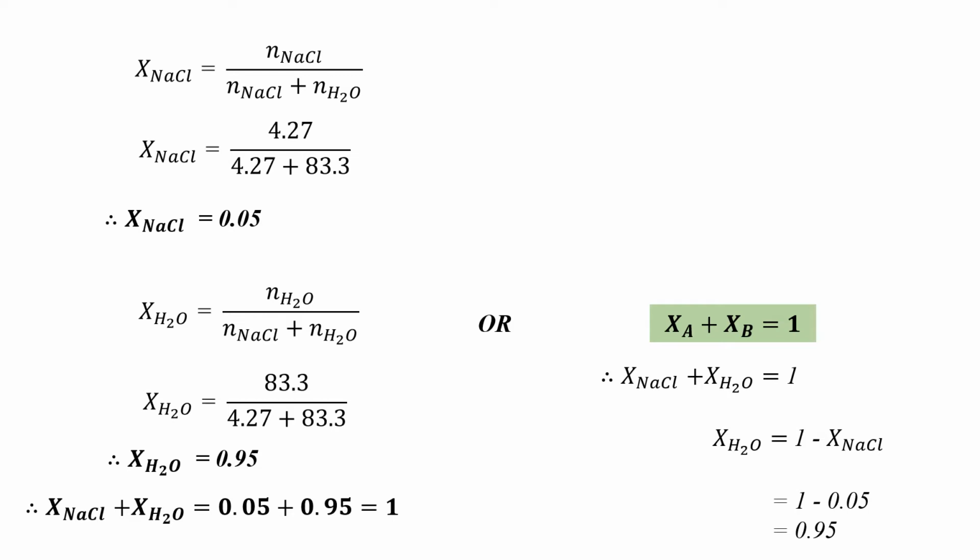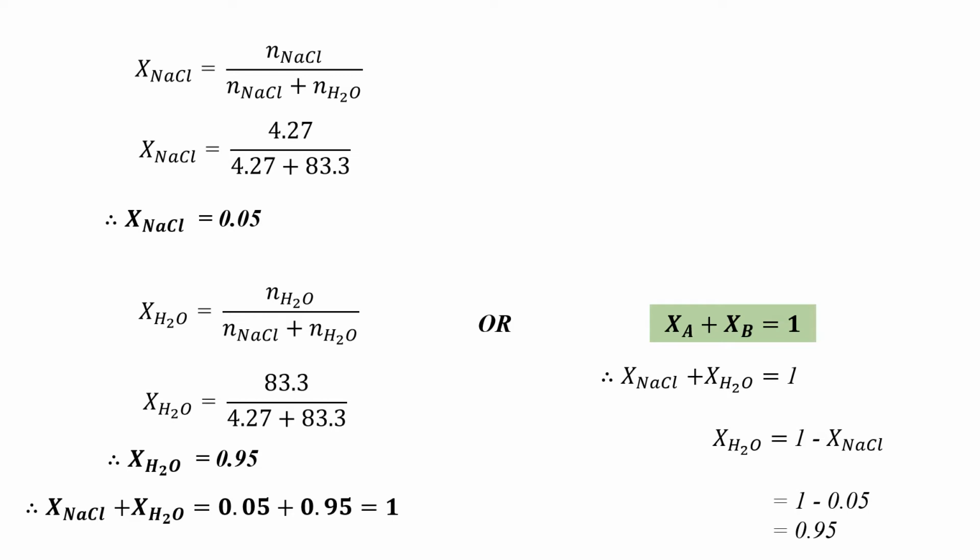X water is equal to number of moles of water divided by sum of number of moles of sodium chloride and water. Upon substituting the corresponding values and on solving it, you get an answer of 0.95 as the mole fraction of water. Now, how can you solve the same thing using XA plus XB is equal to 1?